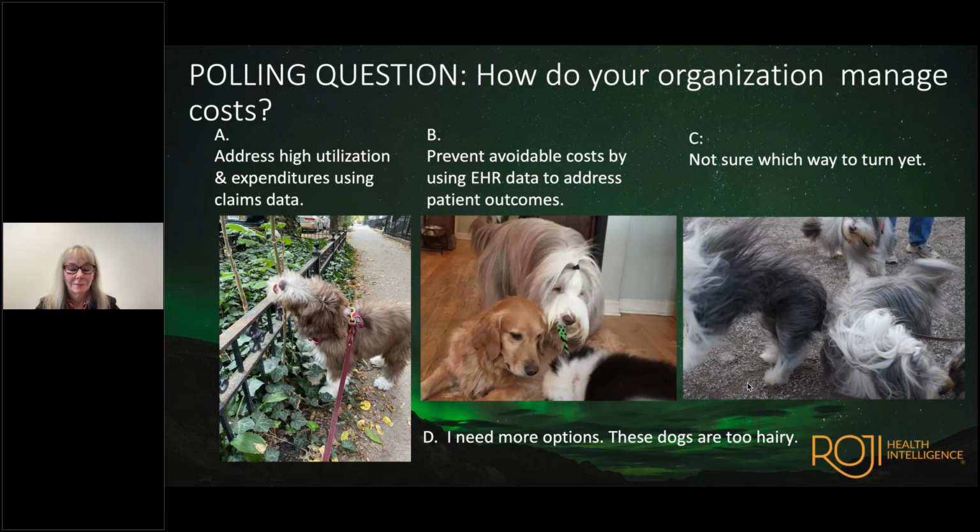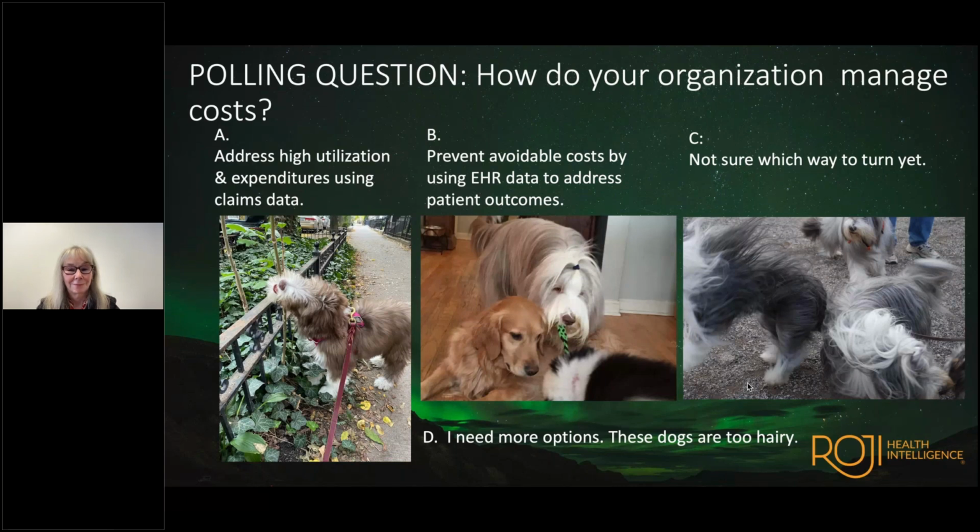Okay. Terry, are you able to see the results, or do you want me to read those out? I'm not able to see them. Okay, sure, no problem. The very first one, address high utilization and expenditures using claims data, we have 56%. Next one, prevent avoidable costs by using EHR data, is 13%.